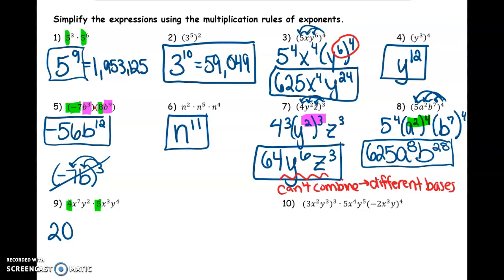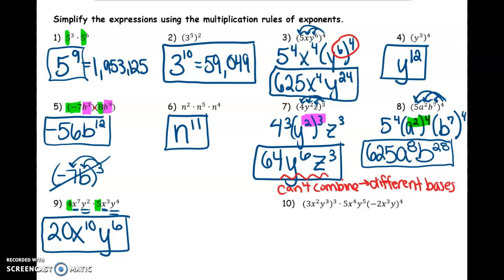Then I'm going to look at the things with the common bases. So I have an x to the 7th, x to the 3rd. When we multiply with the same base, we add the exponents. So that's going to be x to the 10th. And then I have y squared times y to the 4th. When you're multiplying with the same base, you add the exponents. 2 plus 4 is 6. And there's my answer.